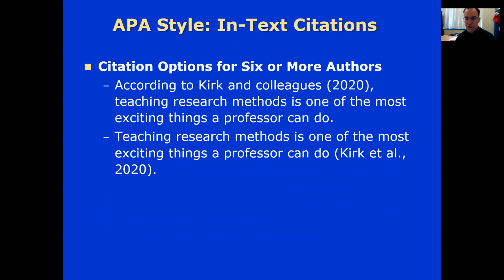Well, what about 6 or more authors? In this case, you would use the first author's last name, followed by "and colleagues" if it's within the sentence itself, or, if it's at the end of a sentence, Kirk et al., followed by the year. The reason for this is that it would become too cumbersome to wade through all these authors in a research literature review. A quarter or more of the literature review would be simply citations. So just keep in mind, if it's 6 or more, then you would use "and colleagues" or et al.